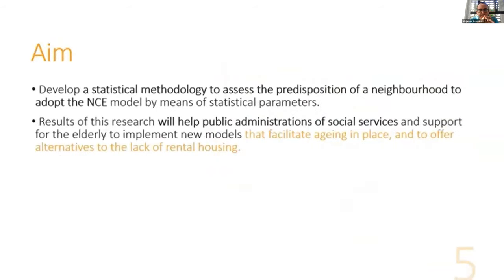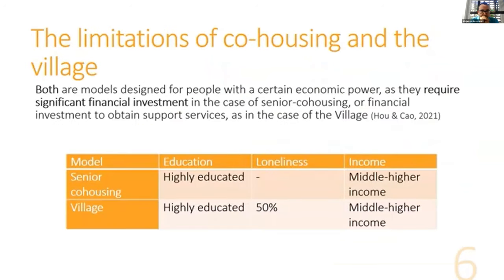The aim of this research is to develop a statistical methodology to assess the predisposition of neighborhoods to adopt the NCE model by means of statistical parameters. In this way, the result of this research will help public administrations of social services and support for the elderly to implement new models that facilitate aging in place and to offer alternatives to the lack of rental housing. Both are models designed for people with a certain economic power, as they require significant financial investment in the case of senior co-housing, or financial investment to obtain support services, as in the case of Village.